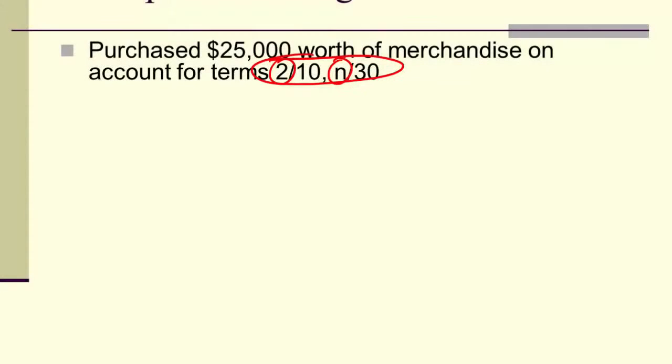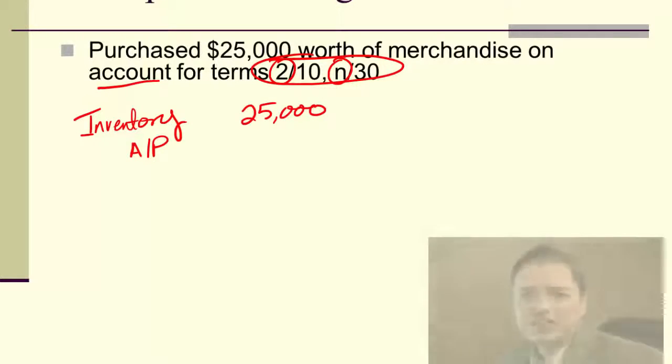In this case, we're getting inventory. So we're going to debit our inventory account for $25,000. But I didn't pay for it, not in cash. Instead, I bought it on account, which means I'm going to owe them that money later. So it's a debt, cleverly called accounts payable, because it's an account with a vendor that I have to pay later.